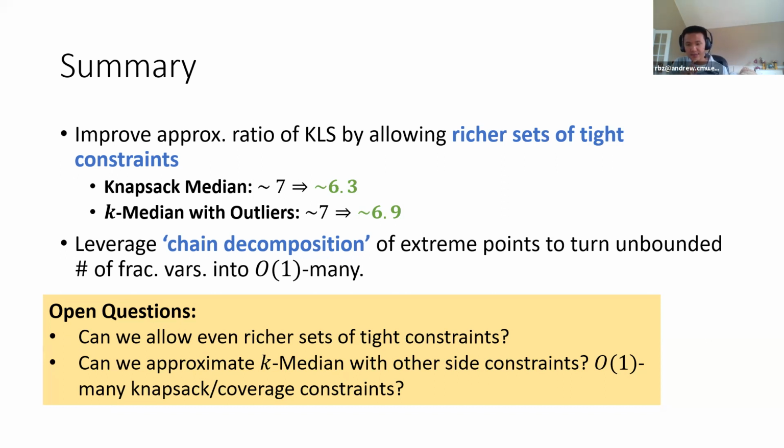And the second is, recall that we also show that for K median with a constant number of side constraints, a constant number of knapsack constraints on the facilities, and a constant number of coverage constraints on the served clients, we can have a pseudo approximation as a 6.3 approximation. So can we turn the pseudo approximation with a constant number of fractional variables into a true approximation by rounding away those final constant number of fractional variables?